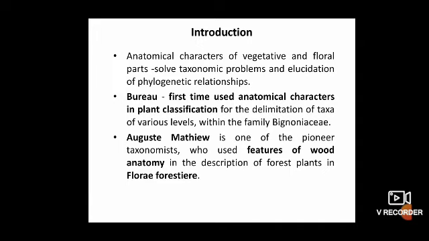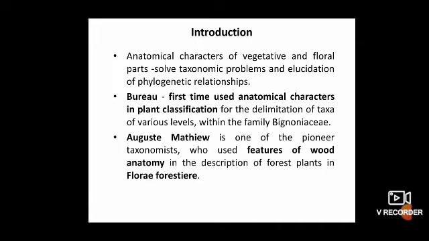Anatomical characters of vegetative and floral parts of flowering plants have been successfully employed to solve taxonomic problems and for the elucidation of the phylogenetic relationships. It was Bureau who for the first time used anatomical characters in plant classification for the delimitation of taxa of various levels within the family Bignoniaceae. However, anatomical data have been used extensively as a taxonomic tool only after the 19th century.